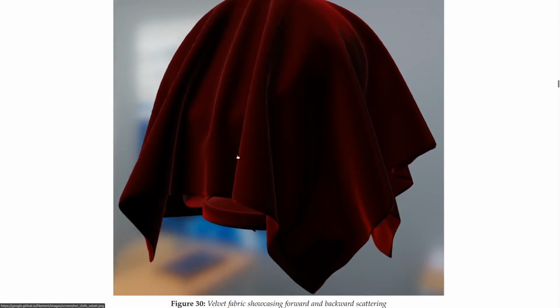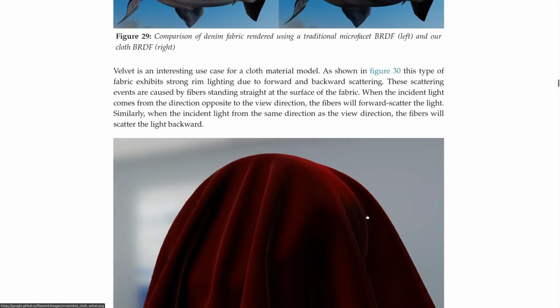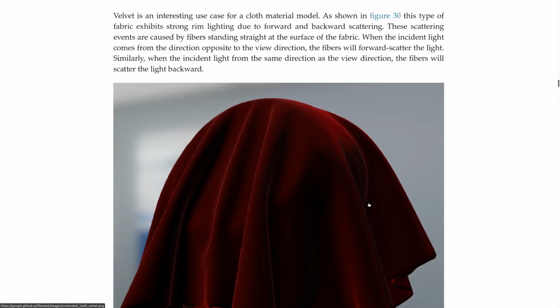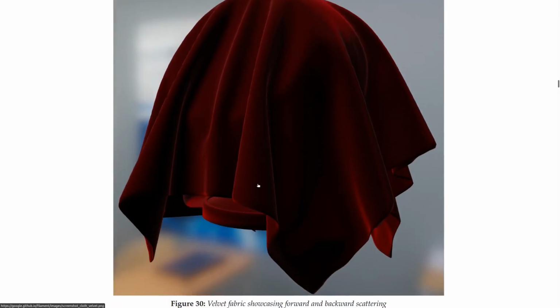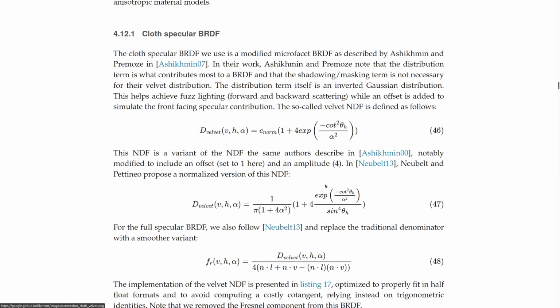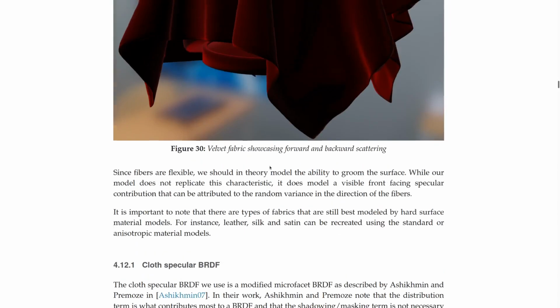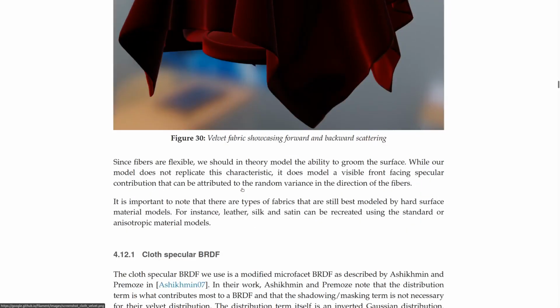So, interesting. It's kind of a weird behavior. Never really thought about how you would model that.